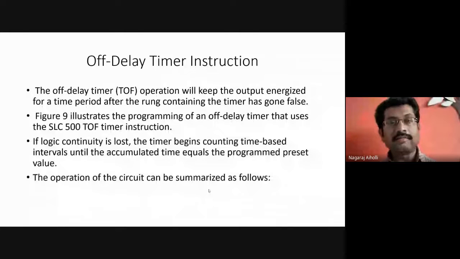Off delay timer instruction is the instruction which will be activated or turned on once the rung condition becomes false. Once the rung condition becomes false, only then this off delay timer instruction will become true or it will be activated. The off delay timer TOF operation will keep the output energized for a time period after the rung containing the timer has gone false.